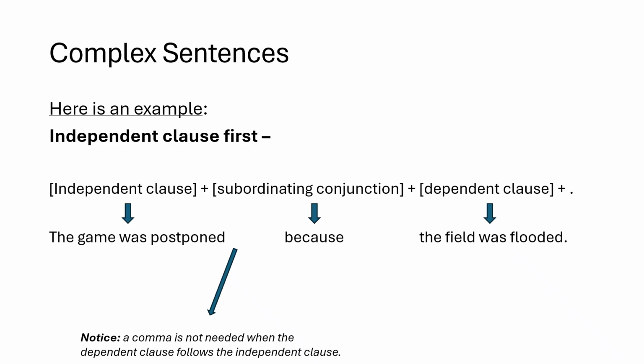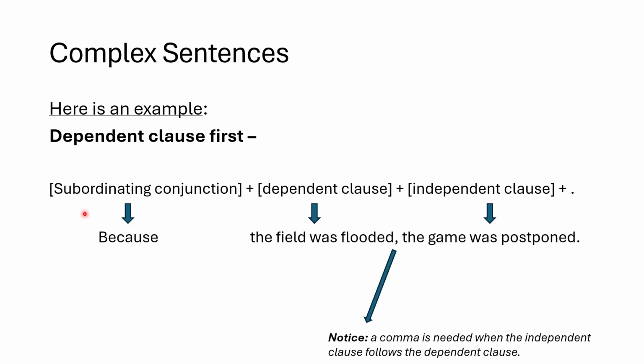Here is an example. Independent clause, first. Independent clause, the game was postponed. Subordinating conjunction, because. Dependent clause, the field was flooded. The game was postponed because the field was flooded. Notice, a comma is not needed when the dependent clause follows the independent clause.